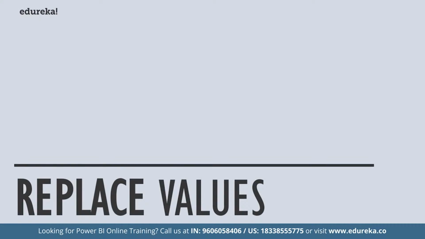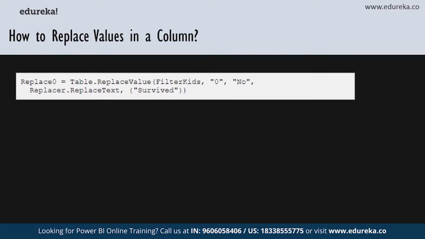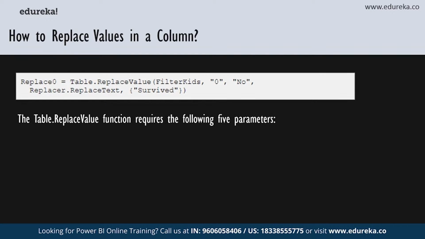Now, another handy transformation you might need to do at times is to replace one column value for another. For this example, you will be replacing the 0 value in the survived column with no and the 1 value with yes using the table replace value function. Now, kindly refer to the syntax that is shown to you and try to map the following elements that I'm going to discuss to the syntax on your screen.